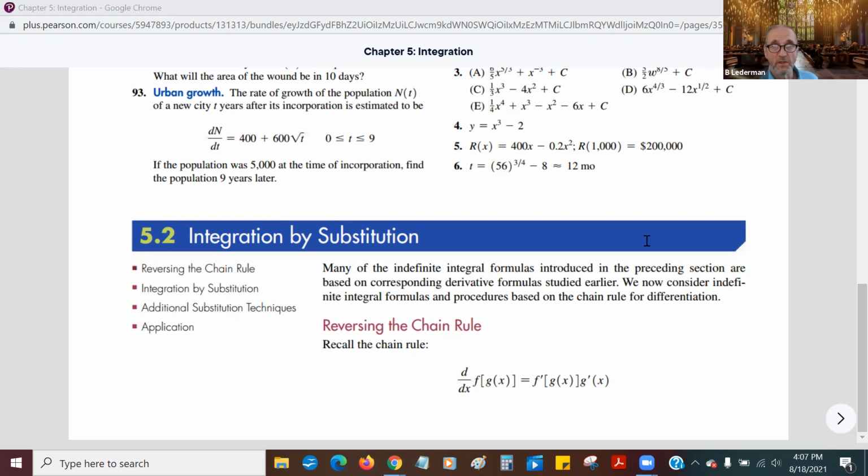From the chain rule, we know that if I have f of g of x, a composite function, the derivative is going to be f prime of g of x times g prime of x. That's the chain rule, and that's what we did back in chapter 4. Moving on.